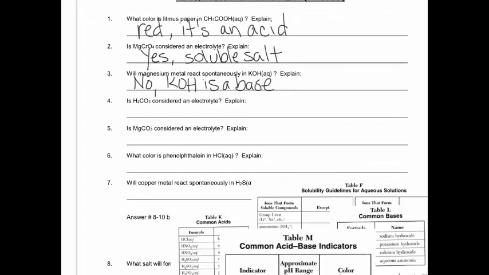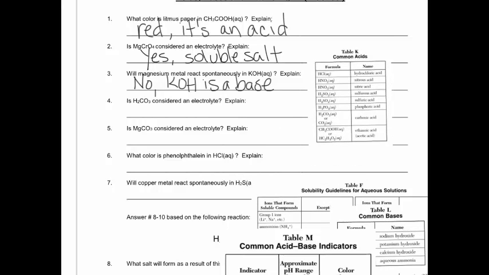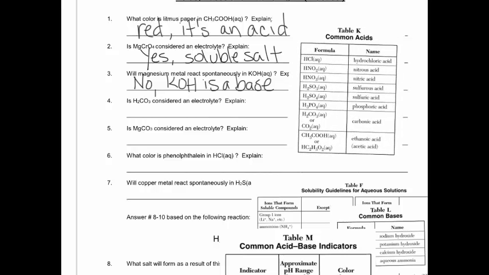Next one, is H2CO3 considered an electrolyte? Electrolytes are acids, bases, and soluble salts. So starting with our acids, we can look for H2CO3, and usually the ones that start with H are going to be acids anyway. And here it is, H2CO3, or carbonic acid. So we're going to say yes, and to justify it, it's an acid.